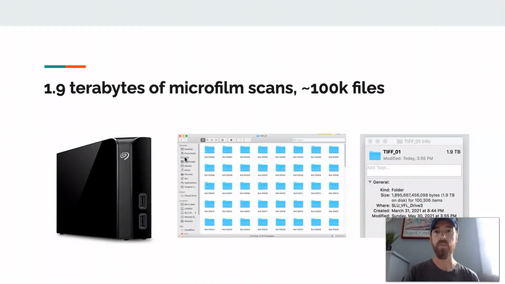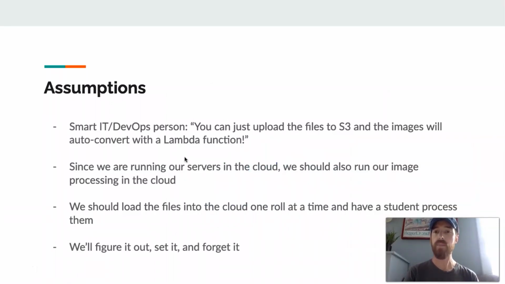So at the beginning of the project, we were looking at these external drives full of images. In this case, the most recently processed batch was 2 terabytes of microfilm scans, about 100,000 files. And at the beginning, we had received some advice from an institutional IT resource who was very smart and very cloud-centric, that, well, you can just upload the files to S3 and we'll set them up to auto-convert with a Lambda function. I don't know if anybody actually has that working yet, but it's certainly not something you can do with Kakadu as far as we know.